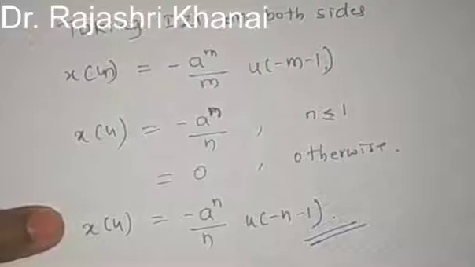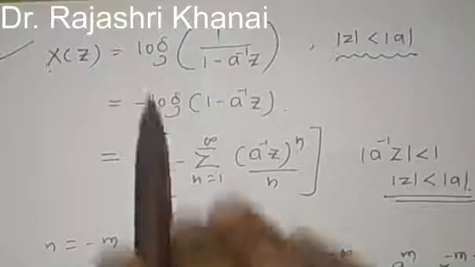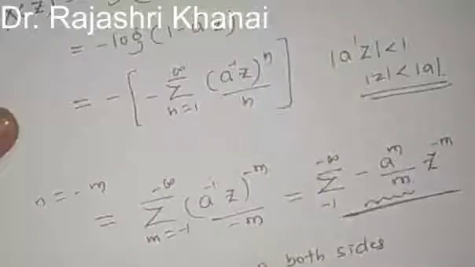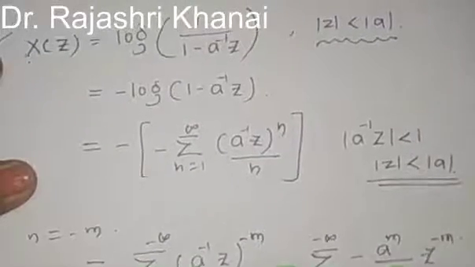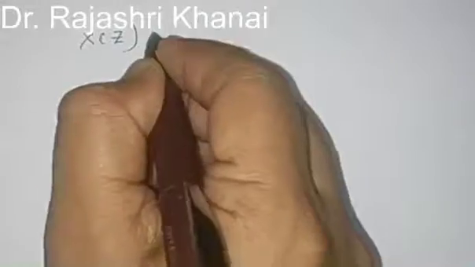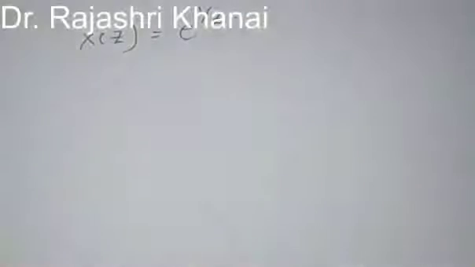So this is the inverse Z transform of log of 1 divided by 1 minus a inverse z. Now similarly, one more typical example let us take, that is X(z) is equal to e raised to 1 upon z.